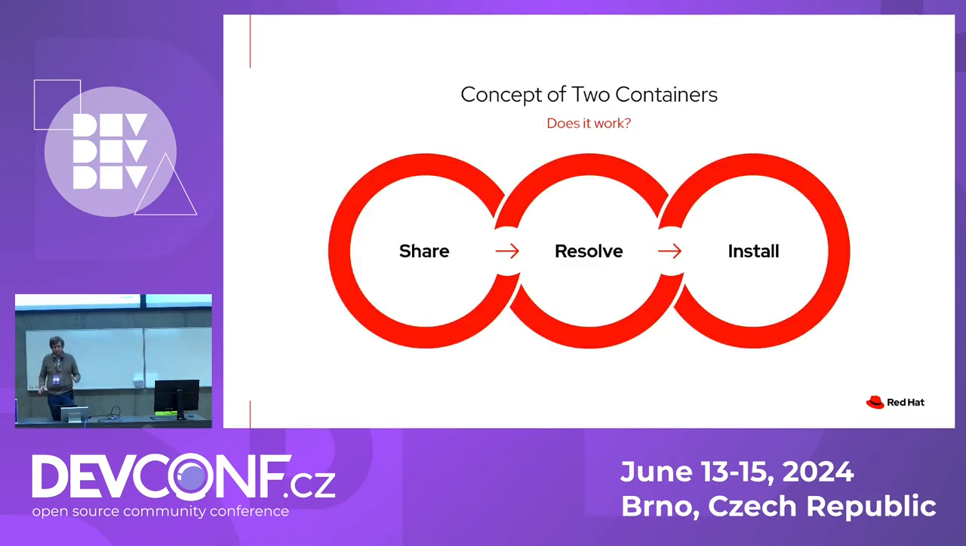Well, if you want to install something to the micro container using a servicing container, we can split that approach into three steps. The first one would be share, then the resolve inside the servicing container, and the install part or build part for the new micro container.